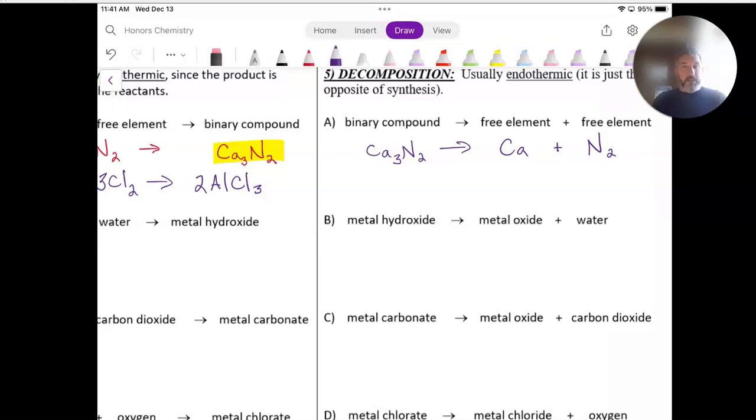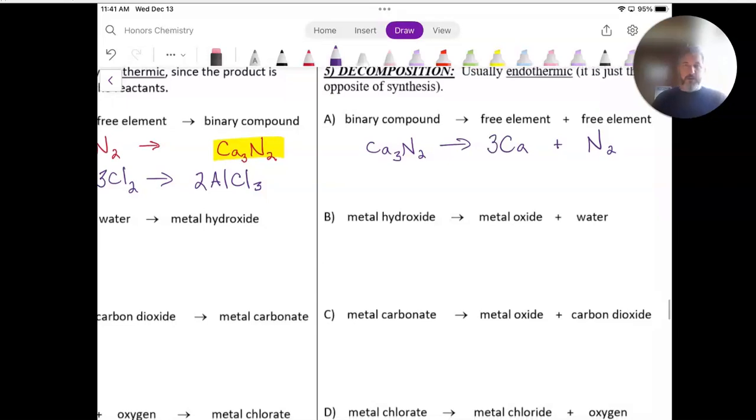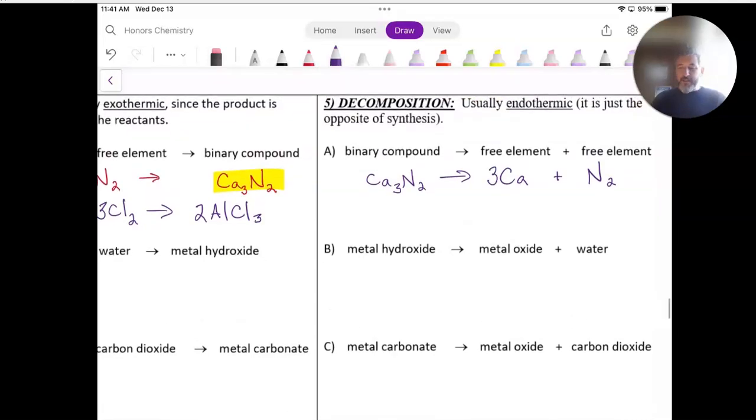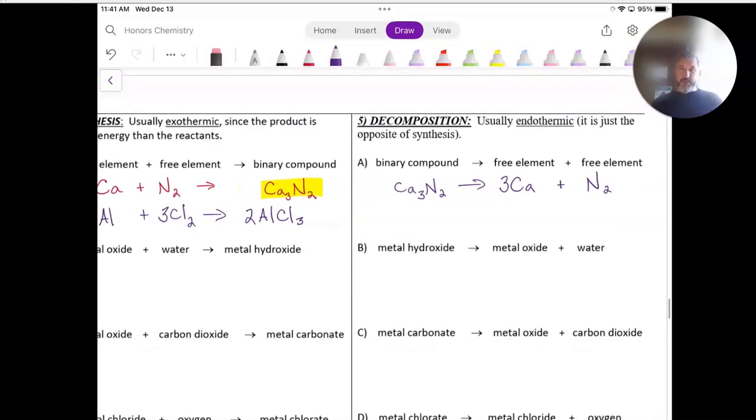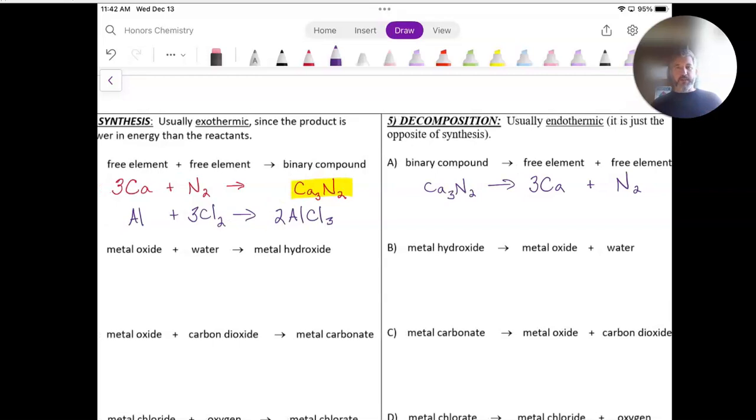And then of course to balance the calciums, because I have 3 on the left, I have to put a 3 out in front on the right. And these are just the opposite. So they're usually endothermic. So calcium nitride is actually much more stable than elemental calcium or nitrogen. And so the only way to get it to change, in other words, to break the old bonds between the calcium and the nitride, is to add a bunch of energy. So this is endothermic. So just like synthesis is exothermic, decomposition in the exact opposite direction is going to be endothermic, or absorb energy.